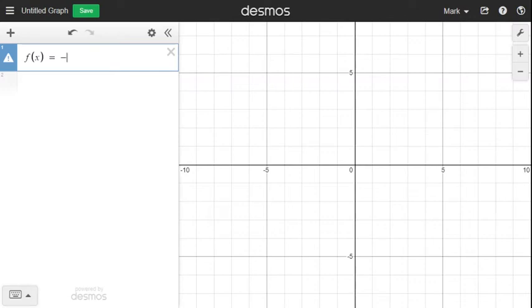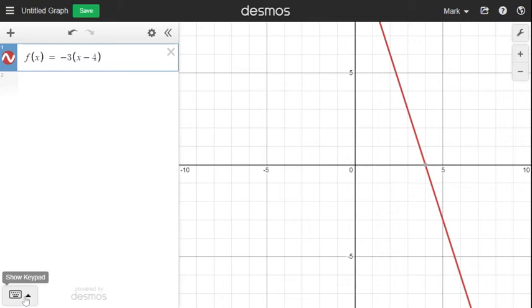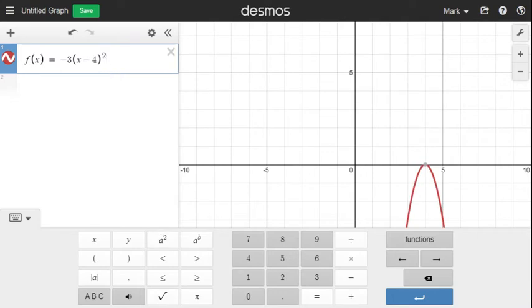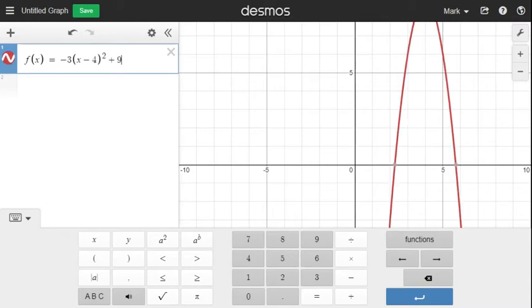equals -3 parentheses x minus 4 parentheses. Now I want to square it, so I'm going to go to the keypad here, hit this key, a squared. There, I get that squared. And then I'm going to say plus, I don't know, how about 9? All right, there we go.